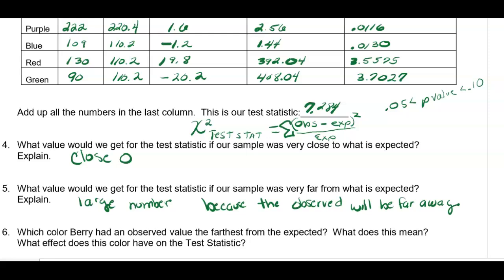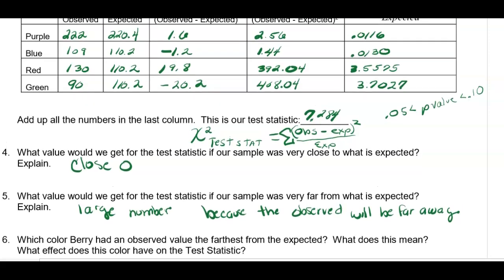So let's look back up at our table. Which one of these berries had the furthest observed from what it was expected? And it looks like we're looking at these values, well, that would be the green. All right, the green was 20.2. So it was the furthest. Red was really close, but green was just a little bit.